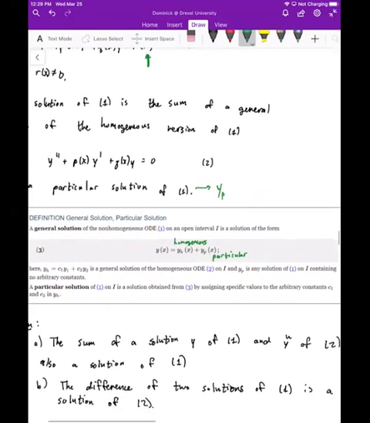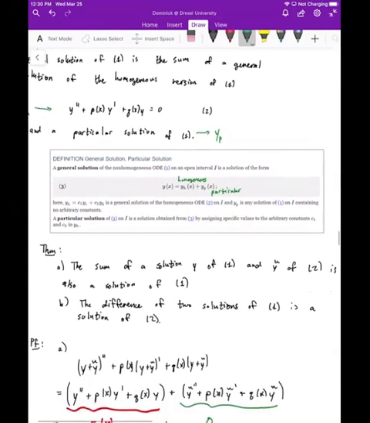Right, so essentially the homogeneous solution we know how to do. But the question then becomes, how do we find the particular solution? Essentially what we do is we pick specific values for C1 and C2 in the homogeneous version that will satisfy the non-homogeneous version.